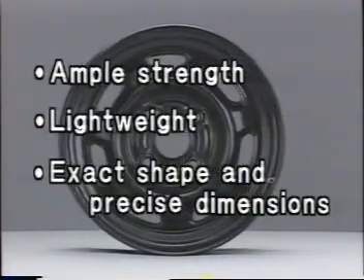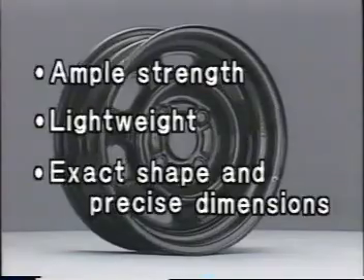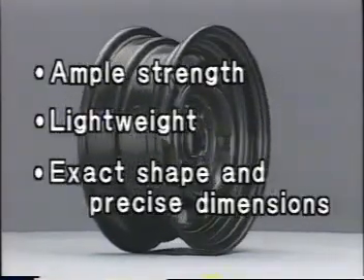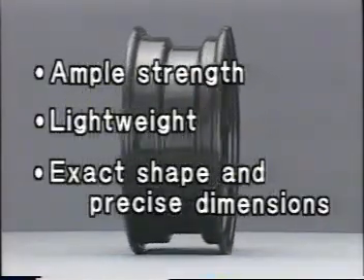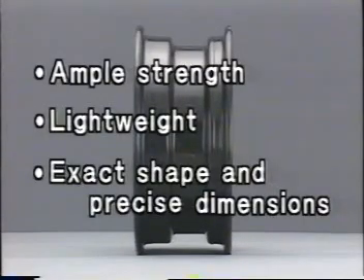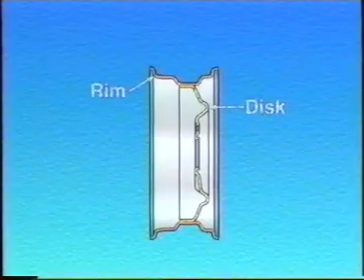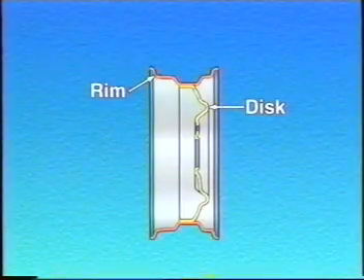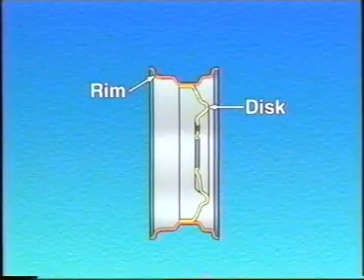For a comfortable ride and for the tire to have optimal grip on the road surface, the disc wheel must be light. It must also have an exact shape and precise dimensions. A disc wheel consists of a rim for keeping the tire in place and a disc for fixing the disc wheel to the hub.